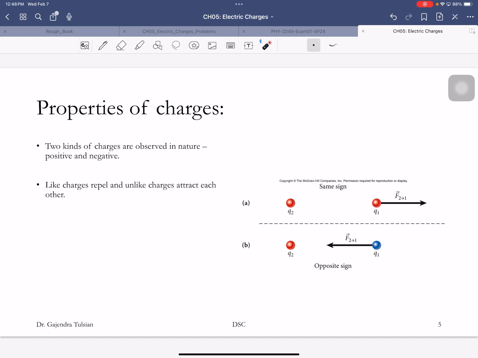Now you've heard of charges and so on before. Okay, like charges will repel each other. So if you have two positive charges, they'll repel each other, and a positive and a negative charge will attract each other. Okay, unlike charges will attract each other.